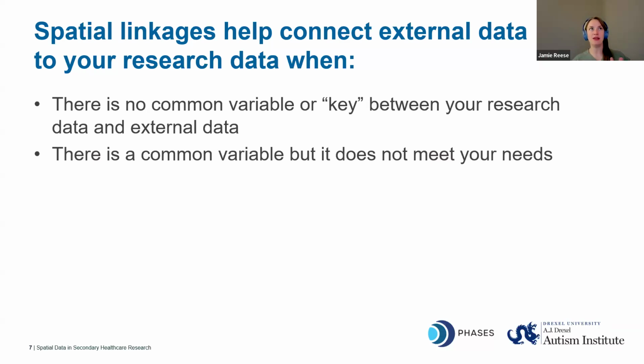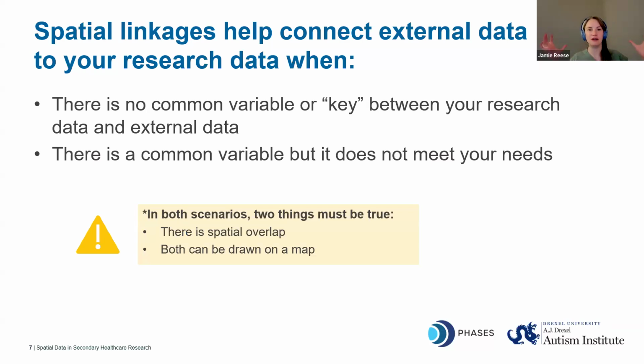So let's talk about when this kind of method might be able to help you. I think the Medicare, Medicaid, and health professional shortage area example that I gave earlier fits this description. There's no common variable, no common key, between the data that you're working with and the external data source. Or there is a common variable, but it's not going to meet your needs. The example I often use is data that has a state, but if your information is more granular than that and you want a better understanding, then joining on state is not going to meet your needs.